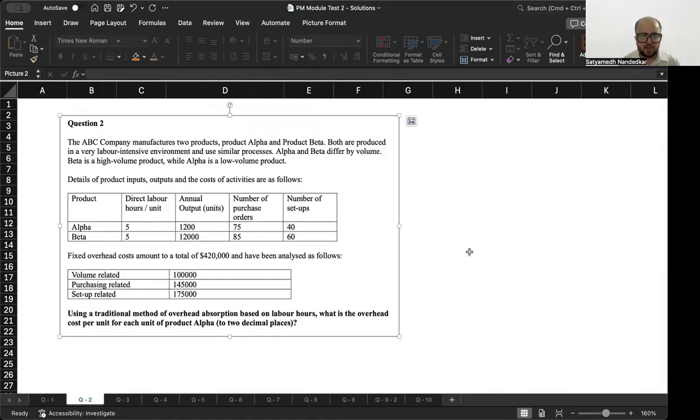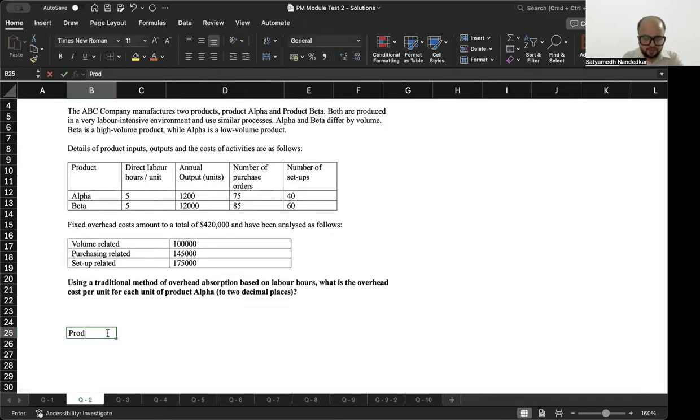Both are produced in a very labor intensive environment and use similar processes. Alpha and beta differ by volume. Beta is a high volume product, alpha is a low volume product. You have information about number of labor hours, about annual output, number of purchase orders, number of setups. Fixed overheads amount to 4,20,000 and have been analyzed as follows. Using the traditional method of absorption costing based on labor hours. Okay. To make one unit, you need 5 hours for alpha and you need 5 hours for beta.